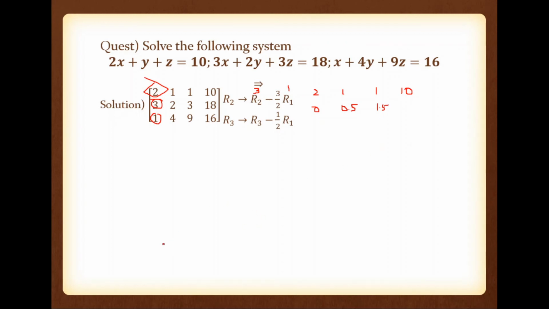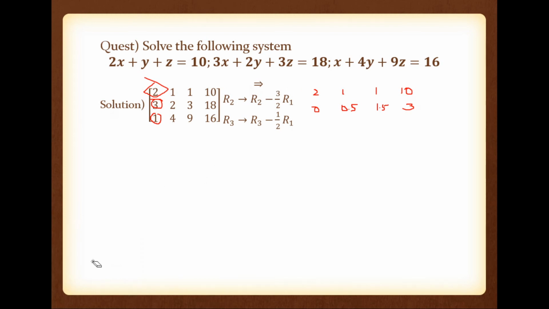Okay. So now, what about the fourth element of this augmented matrix in row 2? That is 18. Right? 18 minus 3 by 2. What is the corresponding R1 element? 10. So what is 18 minus 3 by 2 into 10? That is 3, right? 18 minus 3 by 2 into 10, that is 3. Is it okay? So this is the second row, the modified second row.